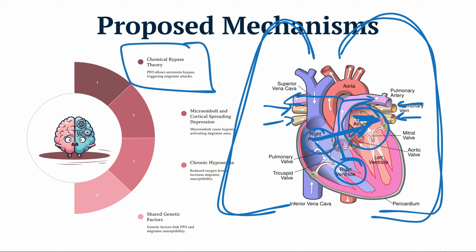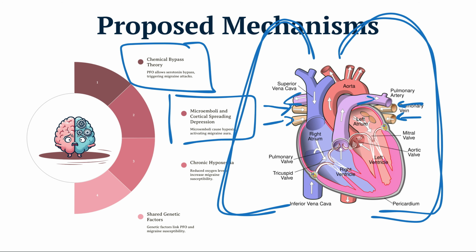There are an increase of certain substances that can go into the brain and trigger a migraine attack. A second theory involves microemboli and cortical spreading depression. Now let's erase some of this here. Now this is a complex process where tiny blood clots can then pass through the patent foramen ovale. So they go from the venous to the arterial system. Now, again, these aren't emboli, but microemboli.